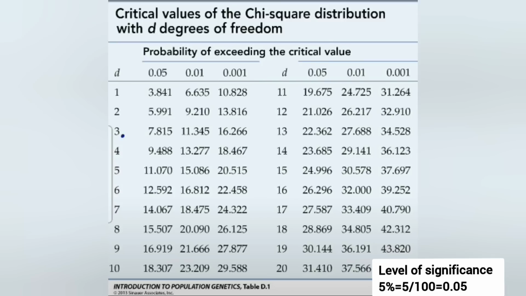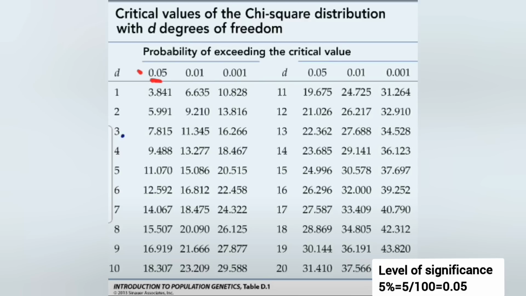So having identified the degree of freedom, that is 3, you know that we are given that the level of significance is 5%. I told you that 5% simply means 5 all over 100, and that is 0.05. So you can see 5% here.